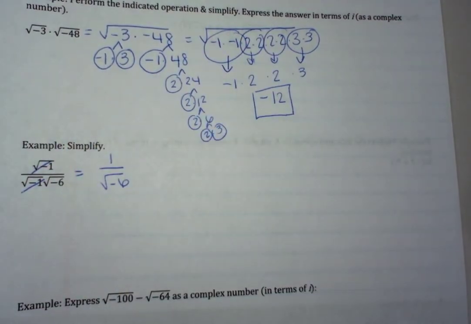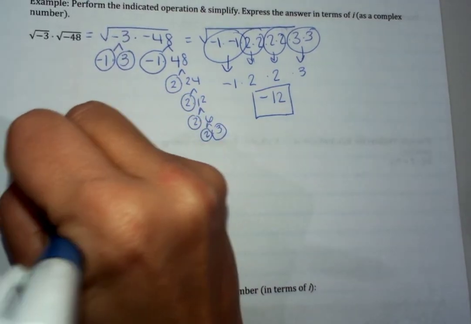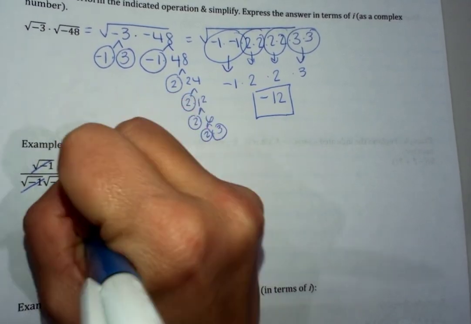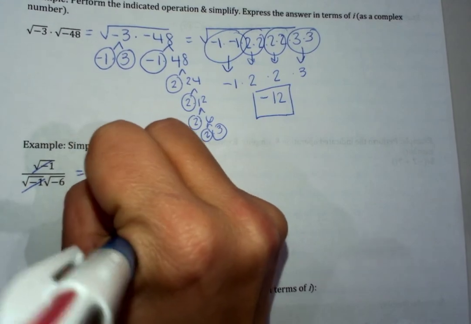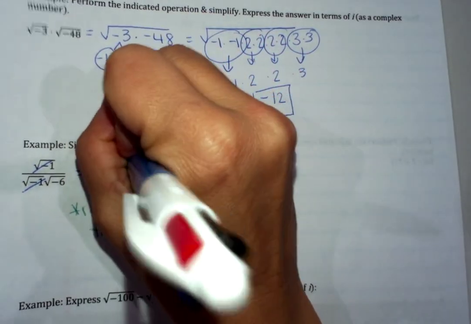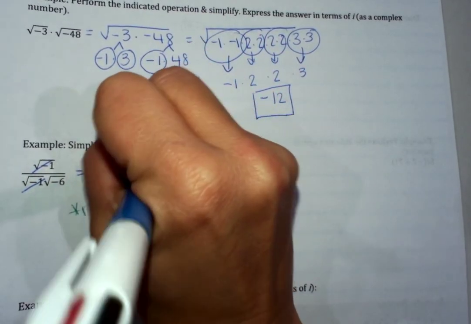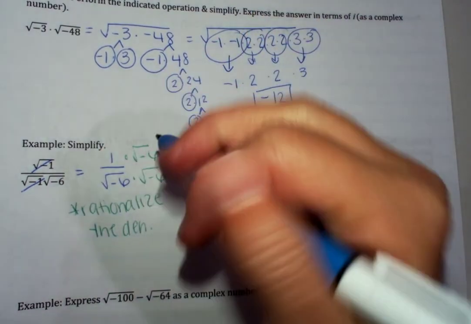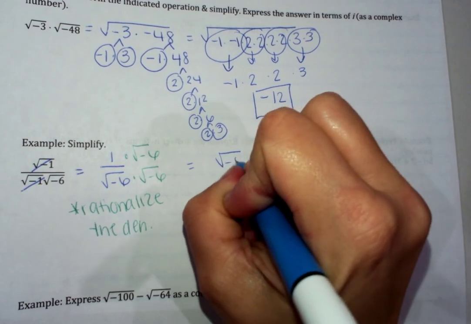Before we do anything with that, remember I cannot have a radical in the denominator. So I need to rationalize my denominator. I need to get that radical out of the denominator. So in order to do that, I can multiply the top and the bottom by the square root of -6. That means up top I have the square root of -6 times 1, which is the square root of -6.